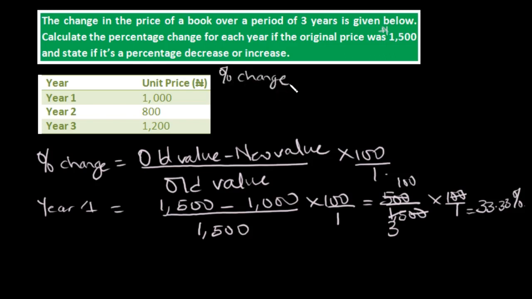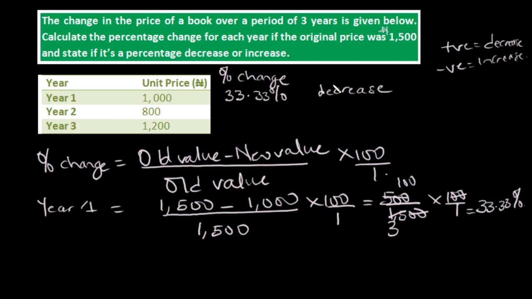Let me extend the table. Percentage change after a year was 33.33%. The question also says state if it is a percentage decrease or increase. Don't forget the rule says if you have a positive answer, it's a decrease. If we have a negative answer, then it's an increase. So in this case, we say there has been a 33.33% decrease in the price of the book. So here we have a percentage decrease.